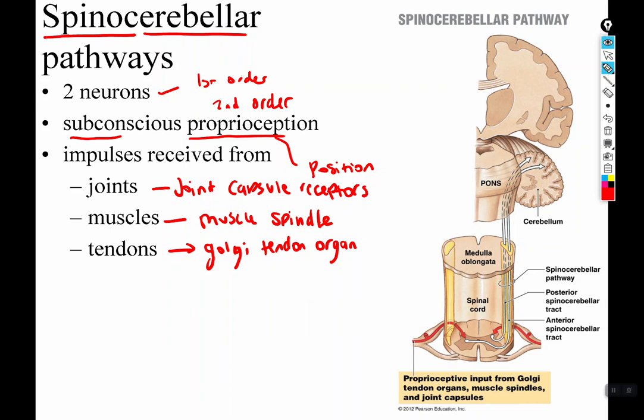Those are all going to be sent to the cerebellum for proprioception, but not in a way that you experience consciously. So you're not going to be like, oh, I'm experiencing the sensation that my elbow is at a 45-degree angle. No, it's just going to go to the cerebellum to provide information to the cerebellum about movement while you're doing it.